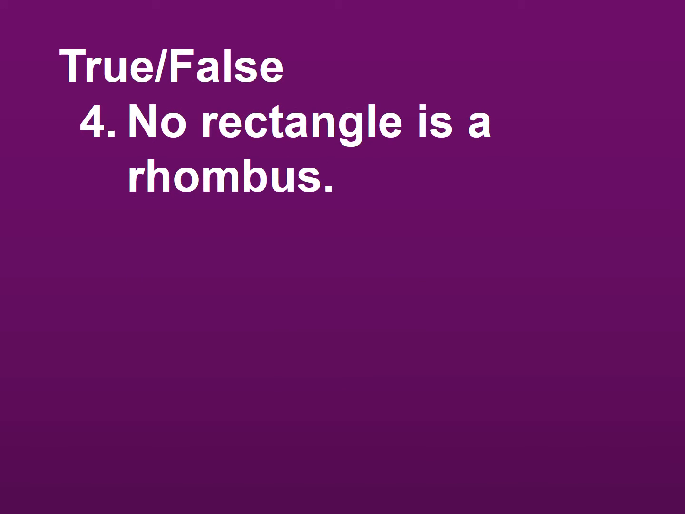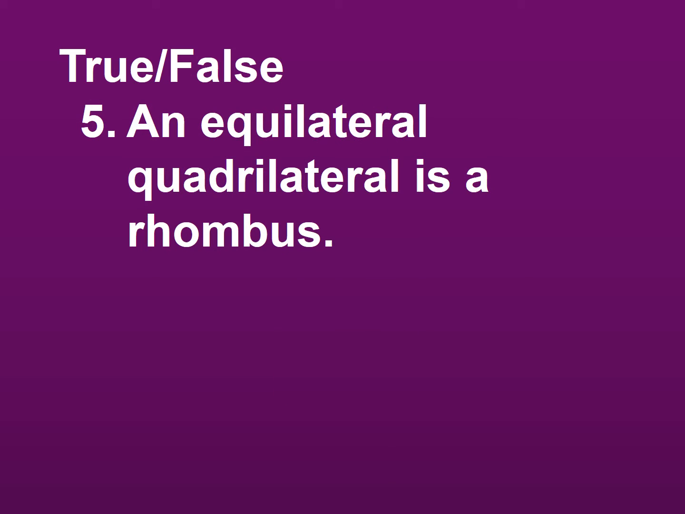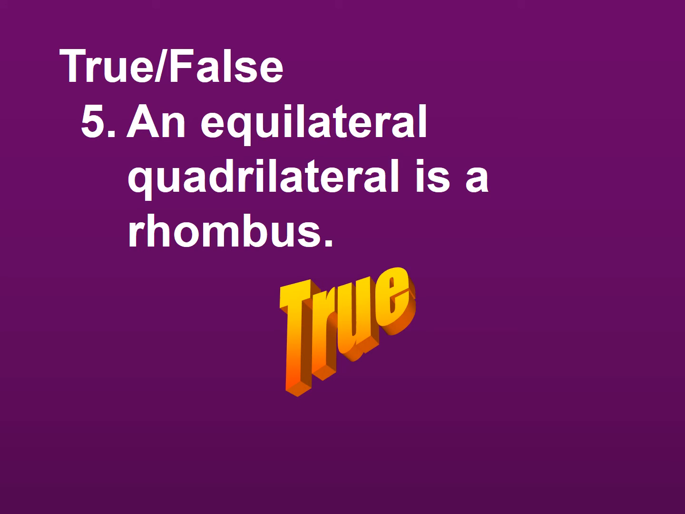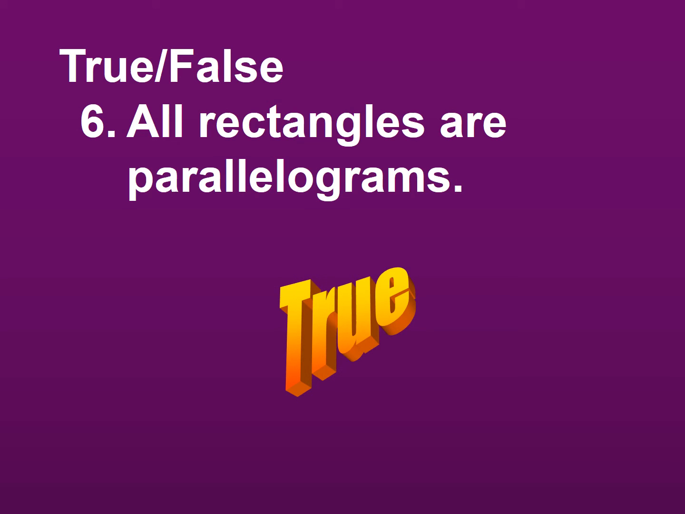No rectangle is a rhombus. That would be false because remember, a rhombus that has four congruent angles becomes a square, and a square is a rectangle. An equilateral quadrilateral, so equilateral means all the same sides, is a rhombus. That is true. All rectangles are parallelograms. That is also true.